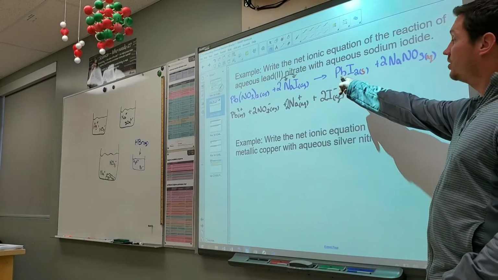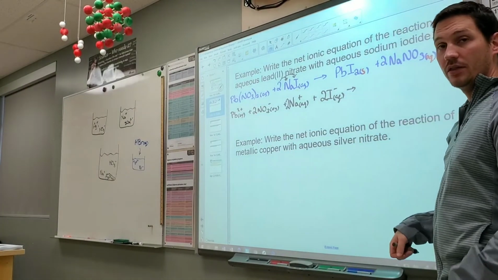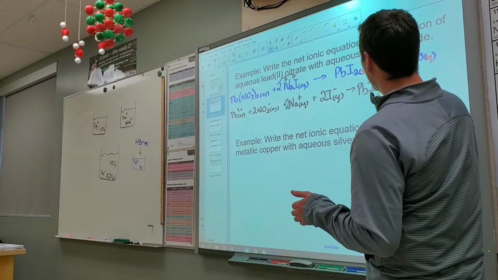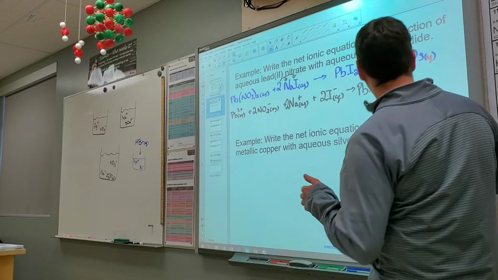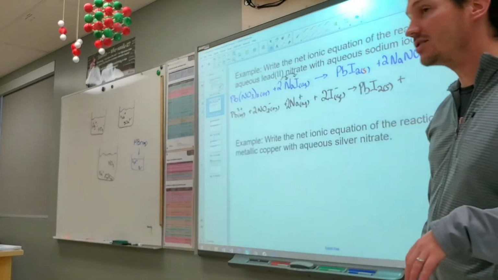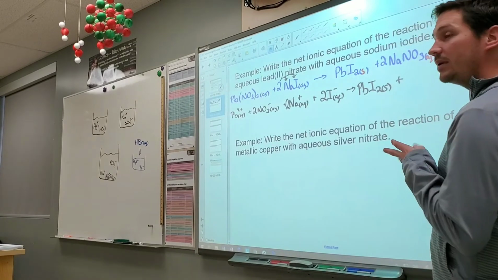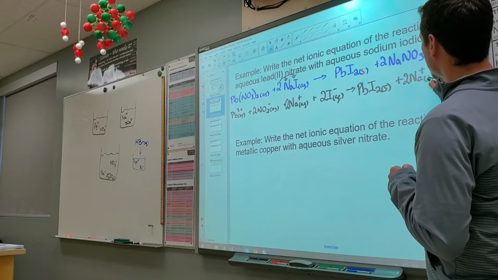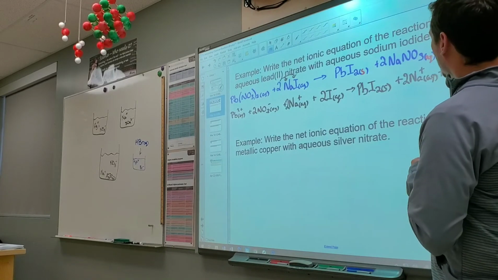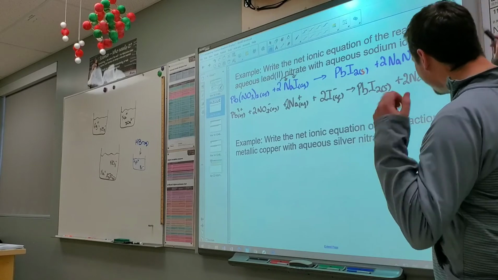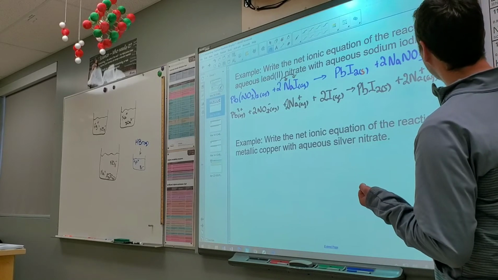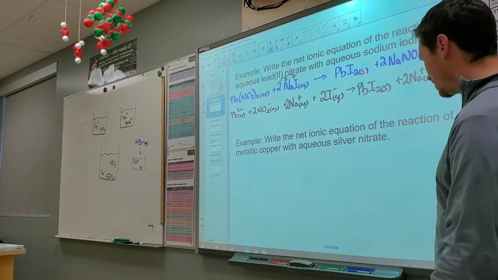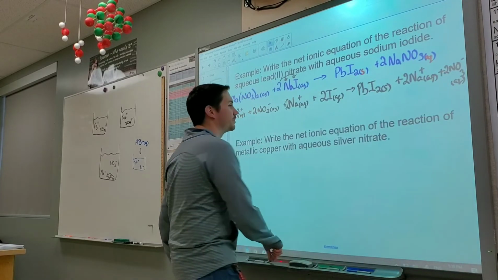Can the lead iodide split up? No. Then don't split it up. Rewrite it in the exact same way it's written there. Can the sodium nitrate split up? Yes. How many sodiums will we get? 2 sodium ions. And we will get 2 nitrate ions.